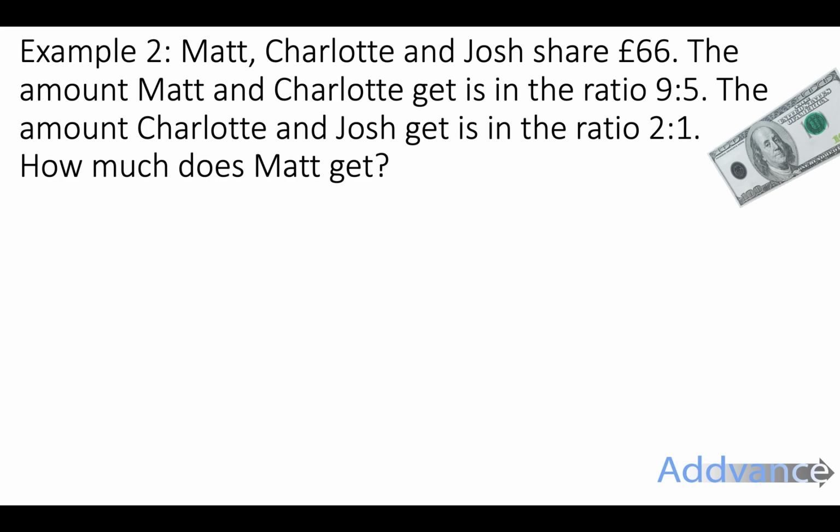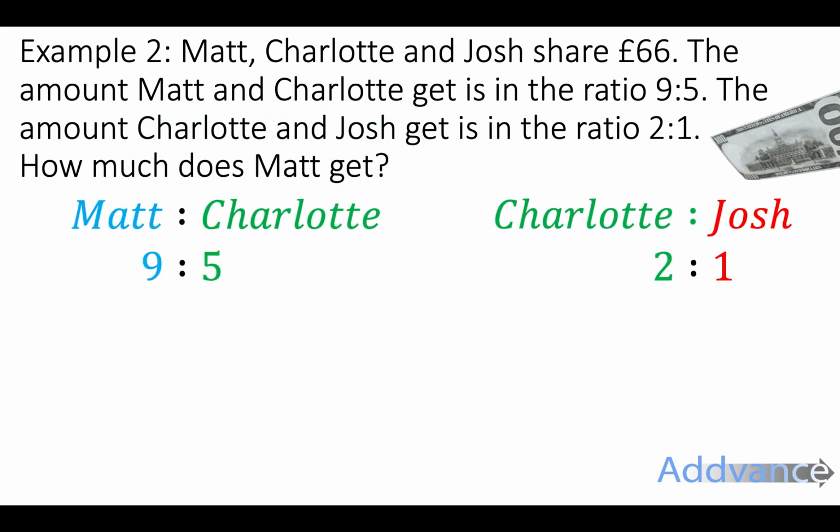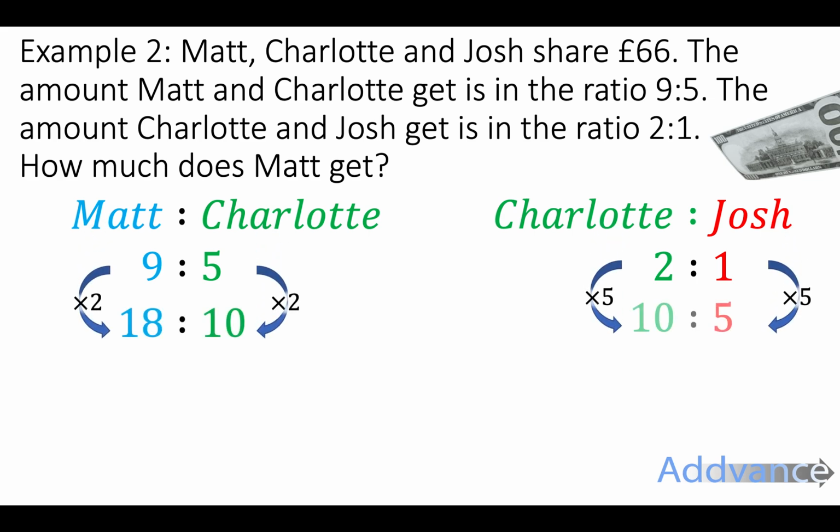Now the issue with this question is that it's not one big ratio, it is 2 separate ratios which we need to join together. So the Matt and Charlotte ratio is 9 to 5, and the Charlotte to Josh ratio is 2 to 1. What would help is if we could make the Charlotte part something we can compare them both with. The way we're going to do that is multiply this by 2 and multiply this one by 5. That keeps the ratio proportional, but also gets the Charlotte ratios both at 10 shares.